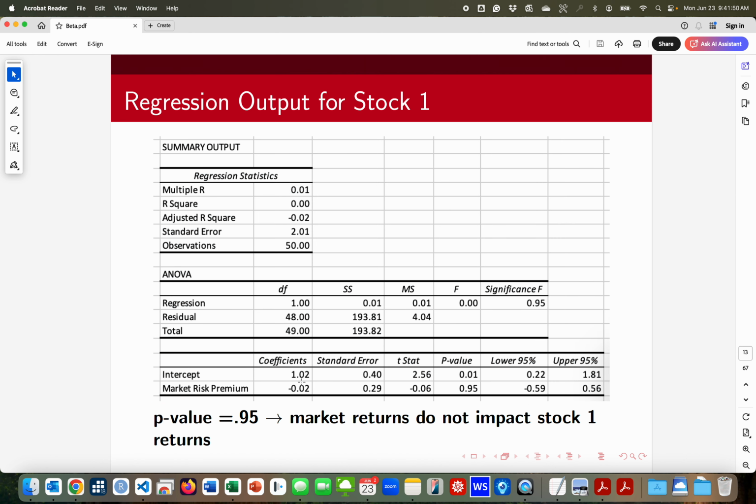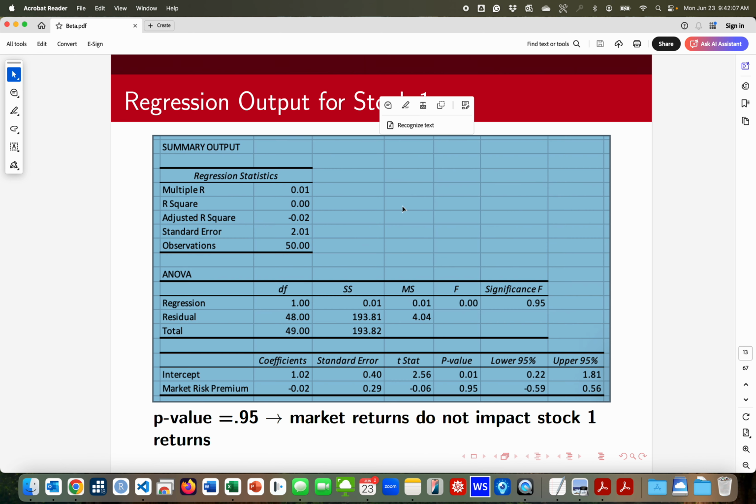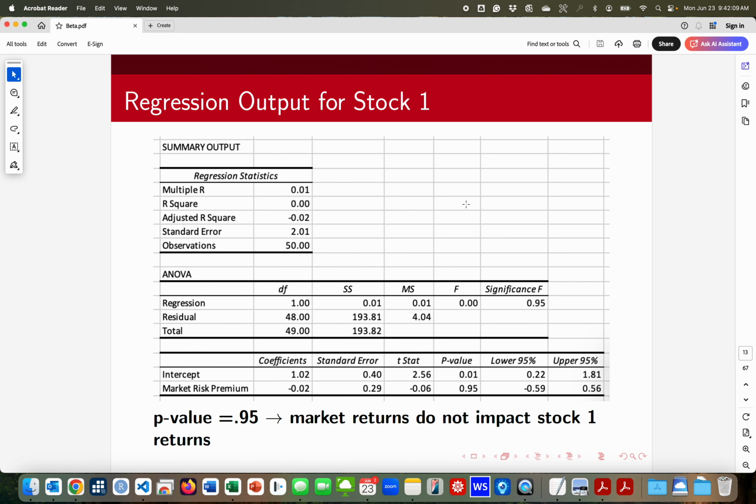So we're saying here the market risk premium is zero. The confidence interval is negative 0.59 to 0.56. So we failed to reject the null hypothesis that the market risk premium, that the beta, is equal to zero here. And our R-square is also zero, which means there's zero correlation between the market risk premium and stock 1.